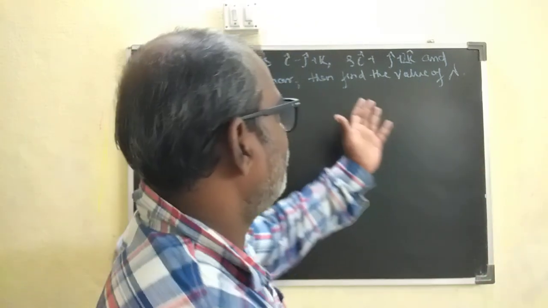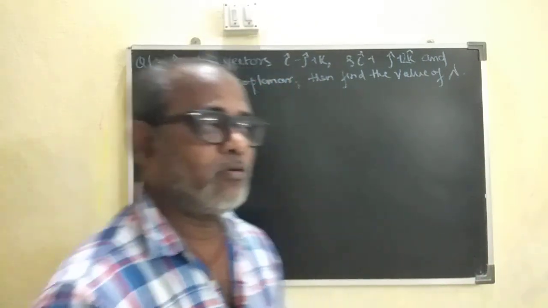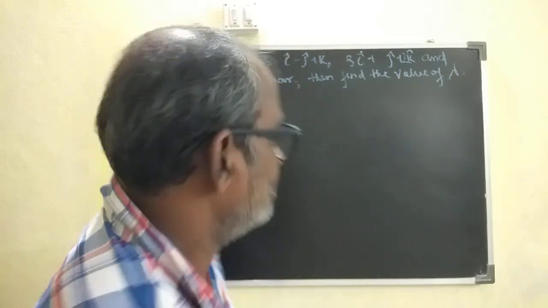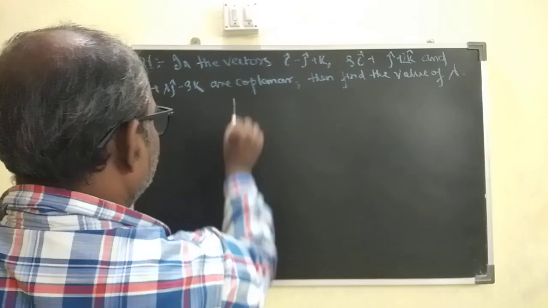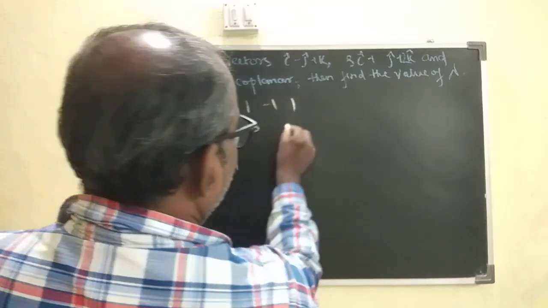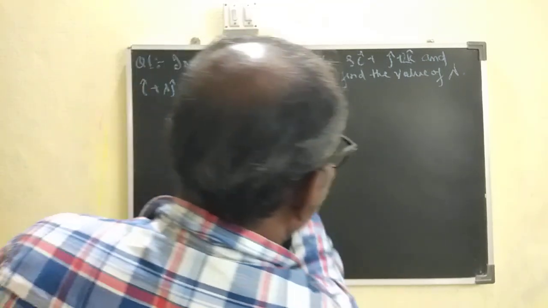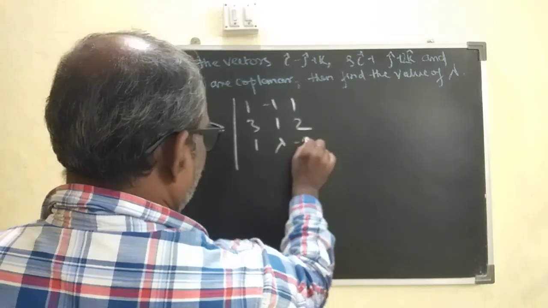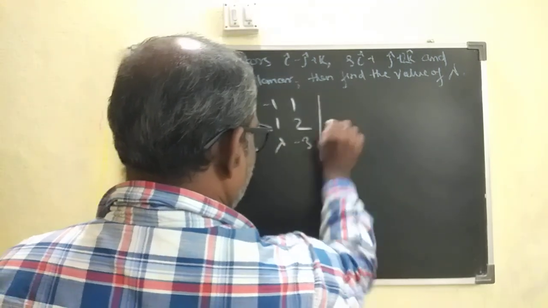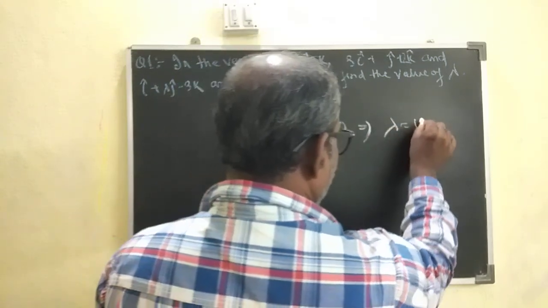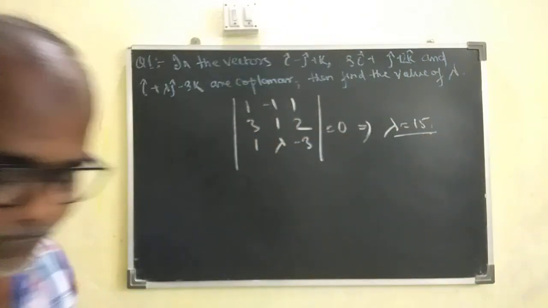We have to find out the value of lambda. Since the 3 vectors are coplanar, already we have learned that their determinant must be equal to 0. So we can write over here, that is 1 minus 1 1 3 1 2 1 lambda minus 3 must be equal to 0. From this we can easily find out that lambda equals 50.